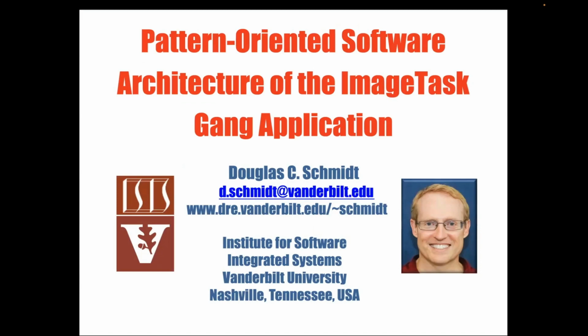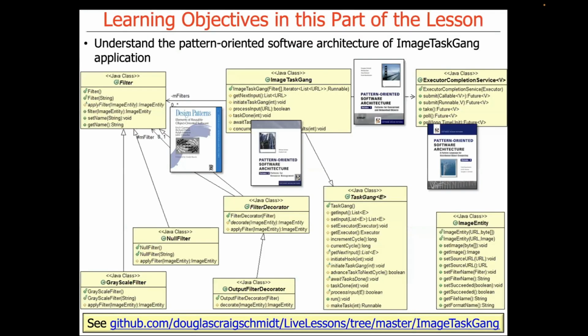So now that we've talked about the ImageTaskGang application in general, we've given an overview of its structure and its dynamics, let's talk more about its pattern-oriented software architecture. And once again, I'm a big fan of trying to describe and document complex software, especially complex concurrent and networked software, through the use of design patterns, through the use of UML diagrams, through the use of object interaction diagrams, and so on and so forth.